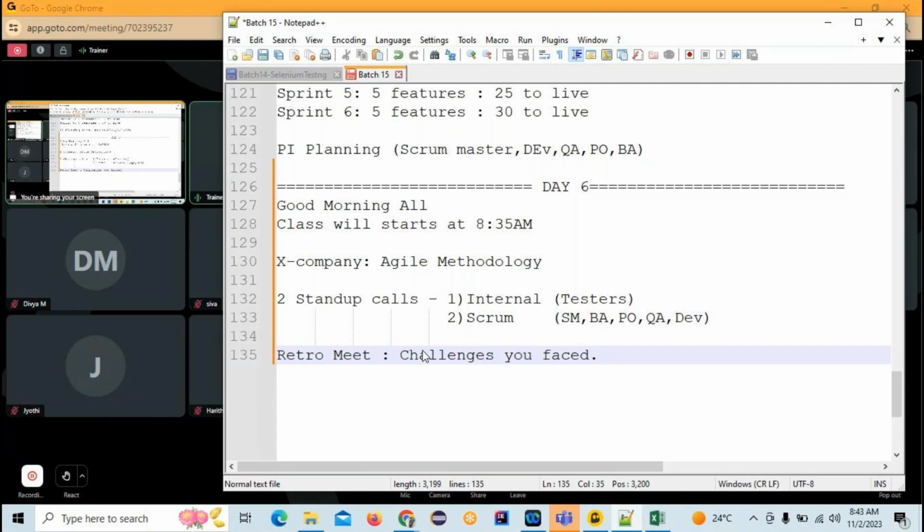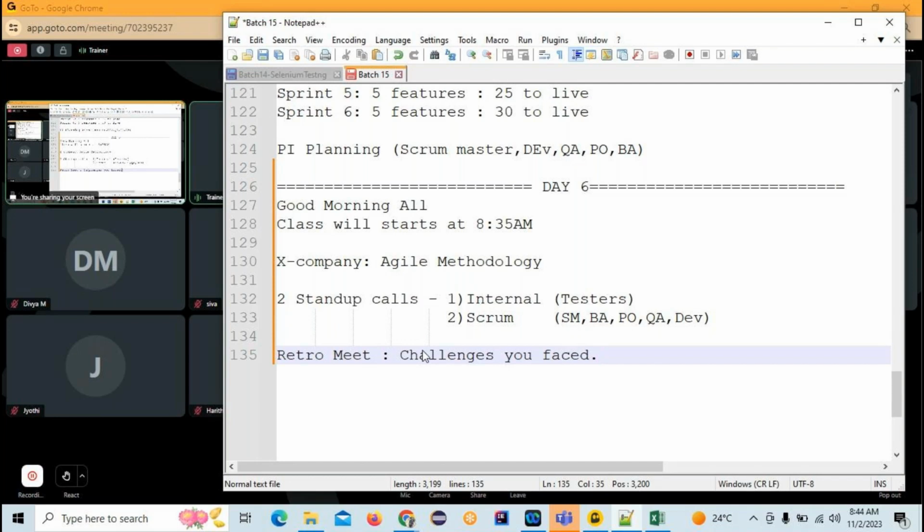It is nothing but a feedback session on the particular sprint. The tester, developer, and Scrum Master are going to be involved in it. If required, they can pull in the PO and BA as well. The retro meet is all about the feedback session of a particular sprint. What are the good things done in that sprint, what are the bad things done in that sprint, that is going to be discussed. That's it. Nothing more than that.